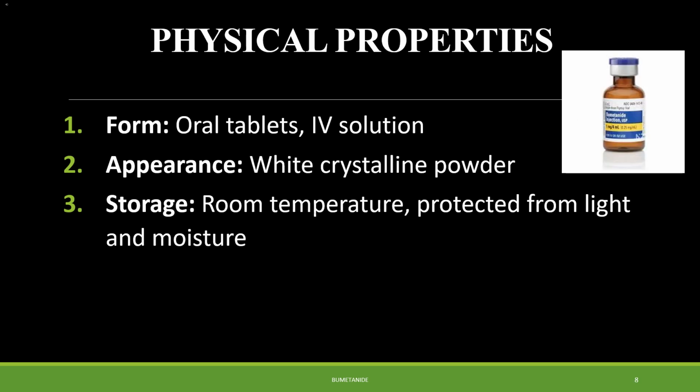Physical properties of bumetanide. 1. Form. Oral tablets, IV solution. Bumetanide comes in these forms for administration. 2. Appearance. White crystalline powder. Bumetanide looks like this in its pure form. 3. Storage. Room temperature. Protected from light and moisture. Bumetanide should be stored this way to keep it stable.